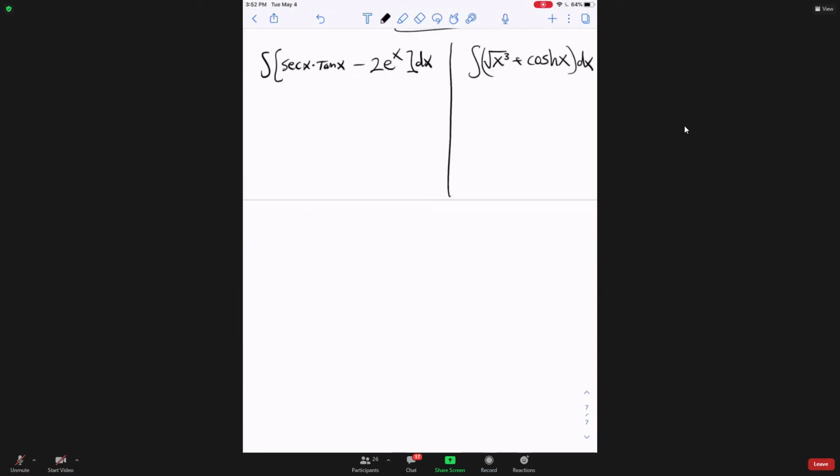All right, let's go over this. So the antiderivative of secant tangent is secant x. Now the antiderivative of e to the x is itself, and the minus 2 is just the constant that's attached to it. So it's minus 2e to the x.